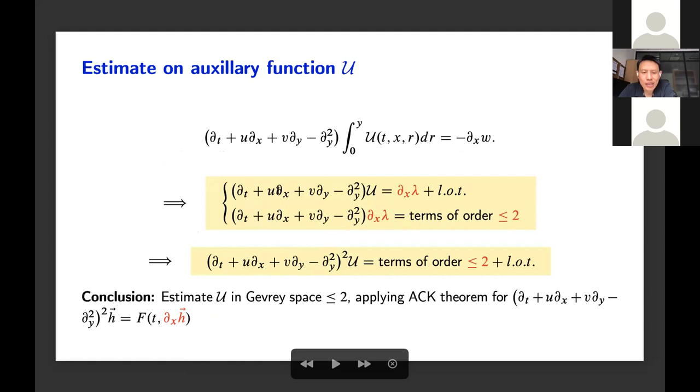So by combining the two equations, we have this model, this is the linear Prandtl equation, the square of the capital U, and the source term is at most second order. This capital U is the first order, and this is the second order. That means that we lose one order of derivatives. But on the left side, we have a square of the Prandtl operator. This is just the model for the ACK theory. That's why we can perform an estimate in Gevrey space with Gevrey index two.